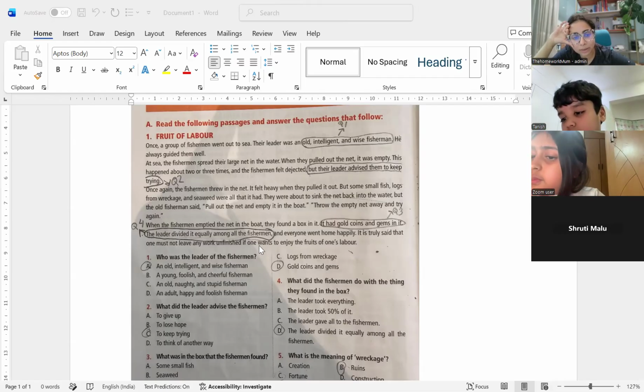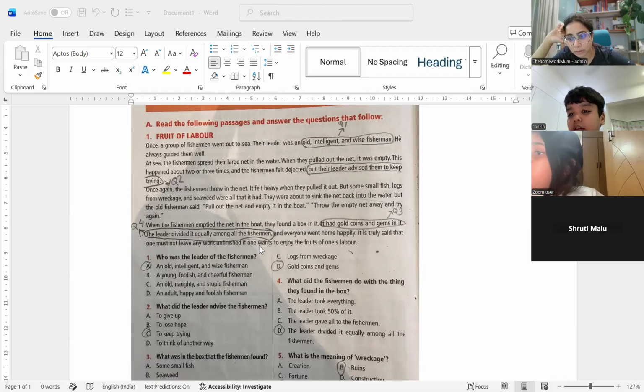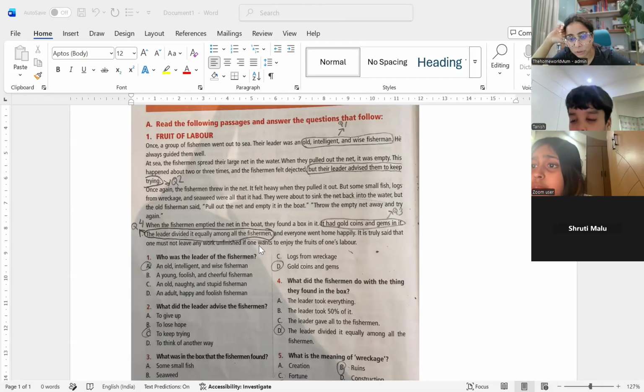When the fishermen emptied the net in the boat, they found a box in it. It had gold coins and gems in it. Is it the answer? Question number 3, yes. Now, what did the fishermen do with the thing they found in the box?